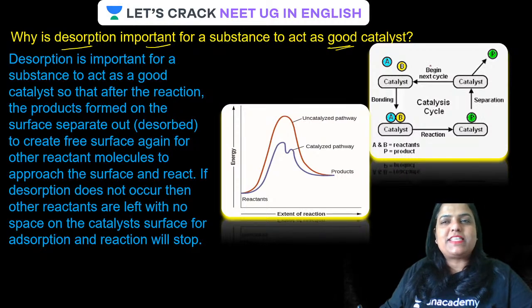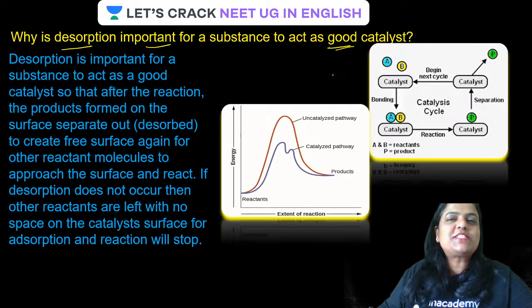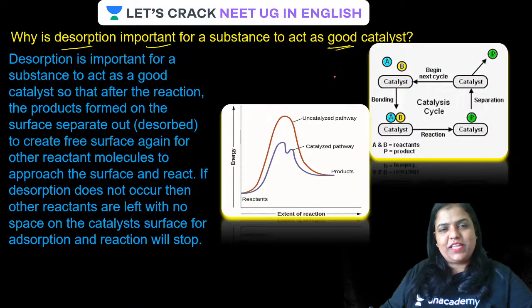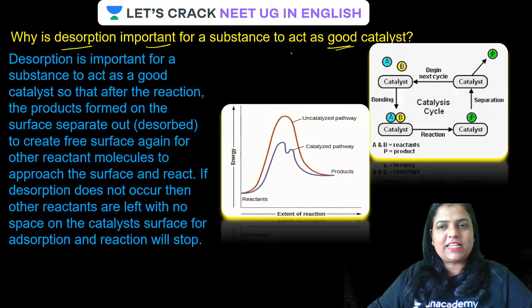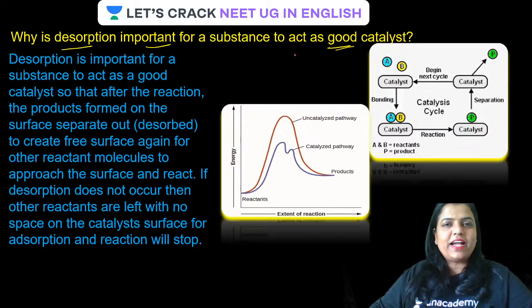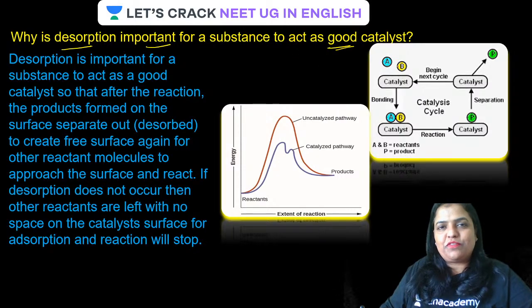For example, hydrogenation is increased by a nickel surface, nickel powder. Whereas the decomposition of hydrogen peroxide is decreased by glycerine. So glycerine acts as a negative catalyst, whereas nickel in hydrogenation acts as a positive catalyst. Catalysts alter the rate of reaction, but they themselves remain unchanged. Is that clear?